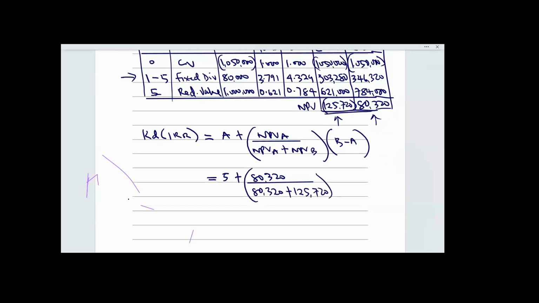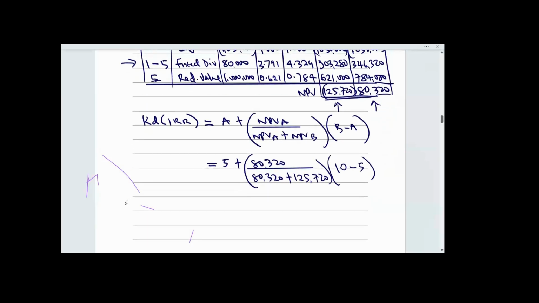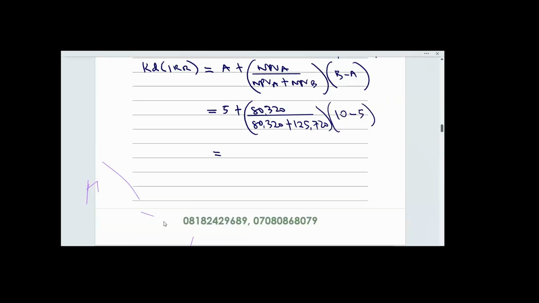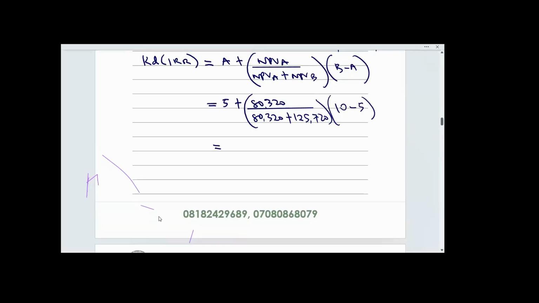All multiplied by the higher discount rate of 10 minus the lower discount rate of 5. Mathematically, what do you have? You start from the denominator: 80,320 plus 125,720 equals 80,320 divided by the answer, multiplied by the difference between 10 and 5, which is 5, then plus 5. What do you have?